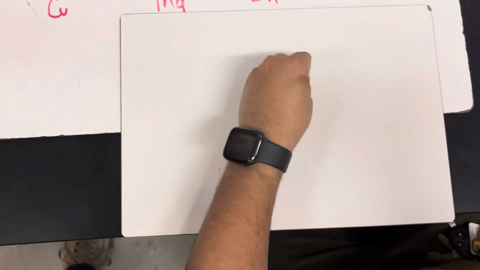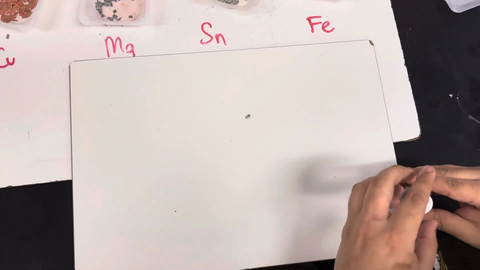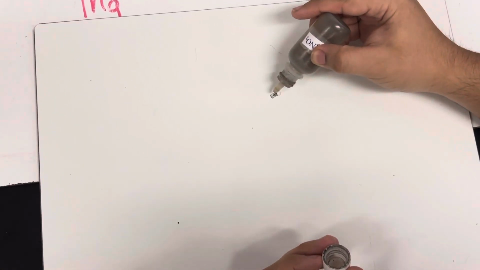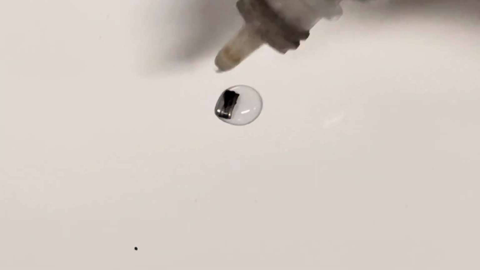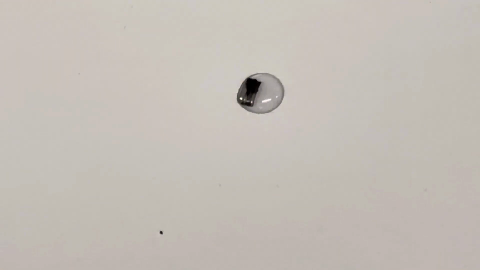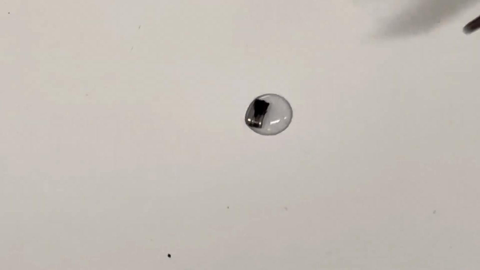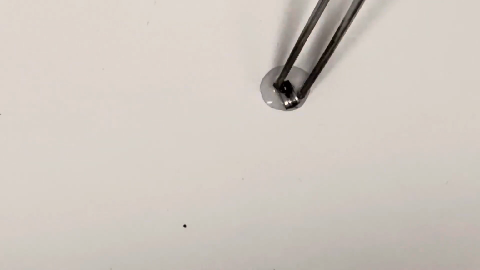So I'm going to take some magnesium metal and I'm going to react it with AgNO3, silver nitrate. Let's watch what happens. Zoom in on that. Yeah, it's at 6x. Great. So we can see the magnesium turned black pretty quickly, suggesting that we do have a chemical change happening.